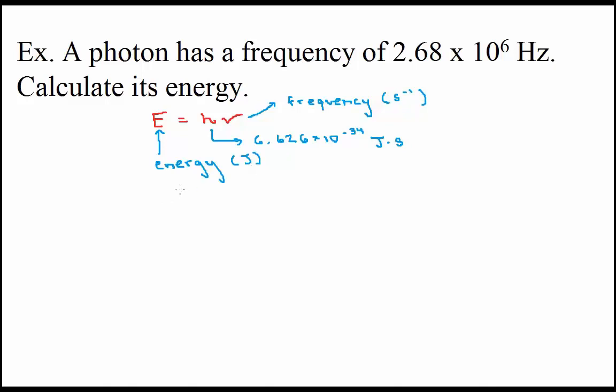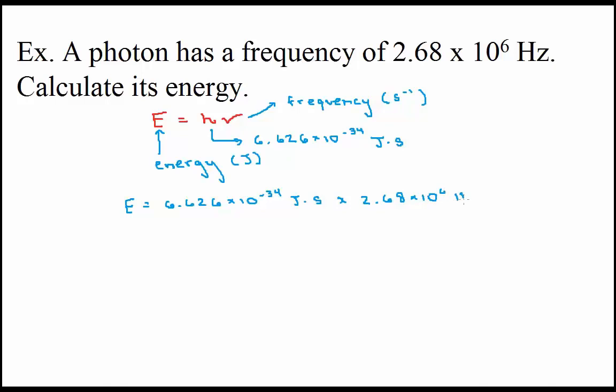So in this problem, it's asking you to calculate the energy of a photon. It tells you that the frequency is 2.68 times 10 to the 6th hertz. Remember, that's the same thing as saying seconds to the -1. So I'm searching for my energy. I need to calculate that. So Planck's constant is 6.626 times 10 to the -34th. Remember, your units are joules times seconds. Then you're going to multiply that by the frequency, which is 2.68 times 10 to the 6th.